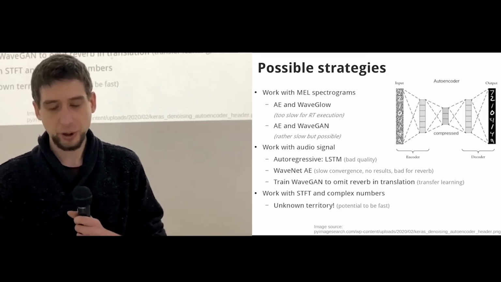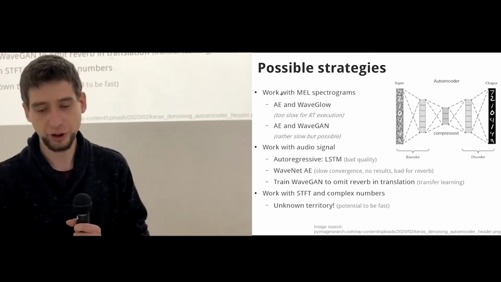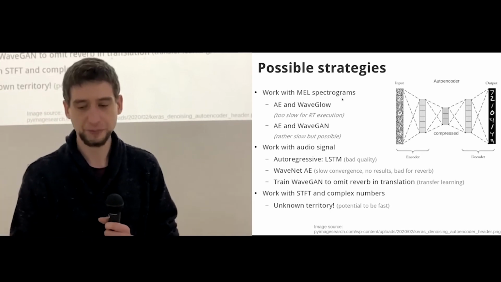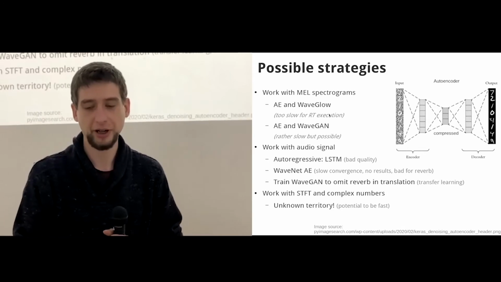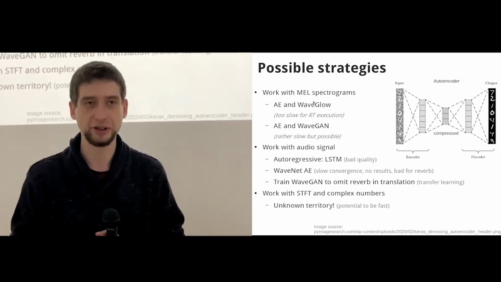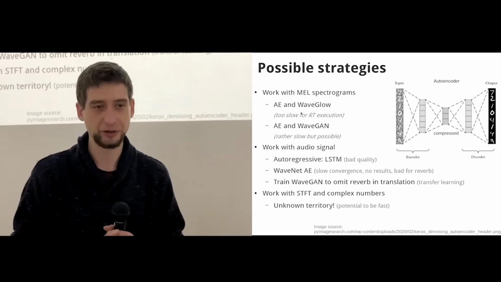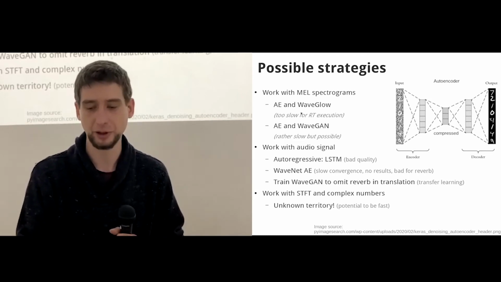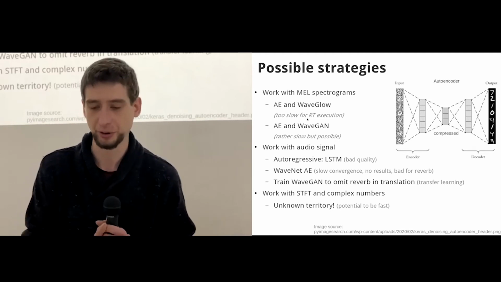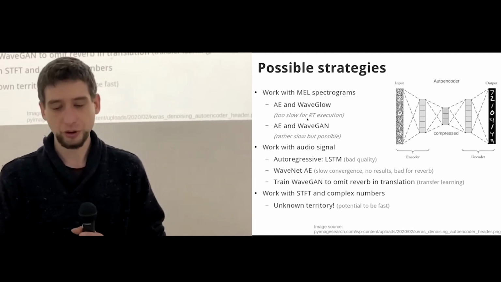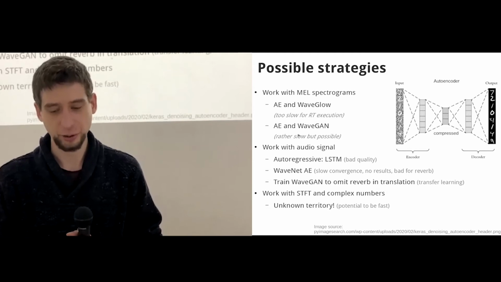So there are a few ways to go here. The most common is to work with mel spectrograms. So we can use an autoencoder and then use something that can decode the mel spectrogram back to the audio, like WaveGlow, but this is too slow for real-time execution on CPUs. We could use WaveGAN, but it is still slow.